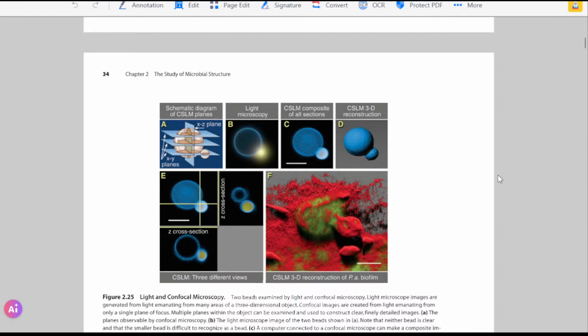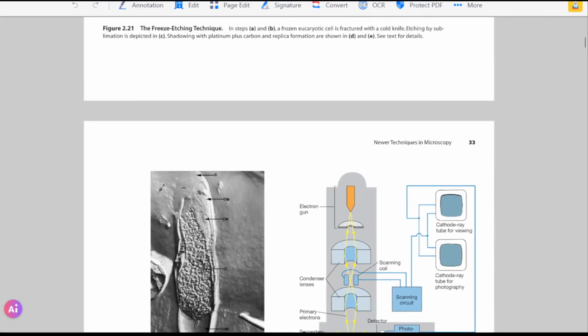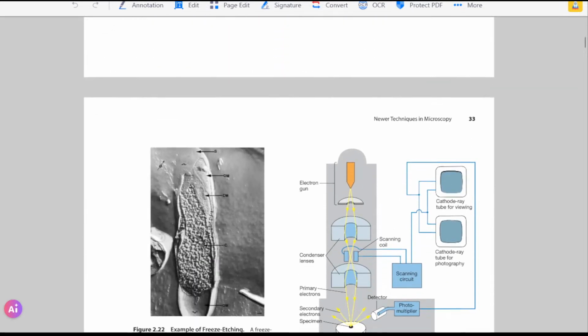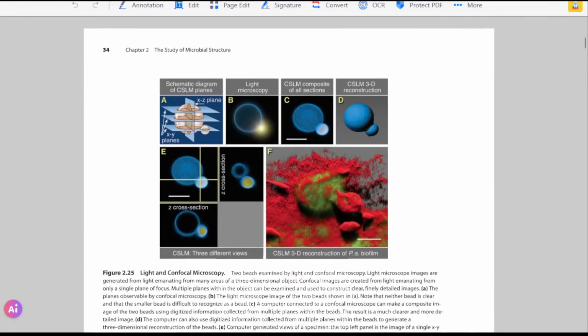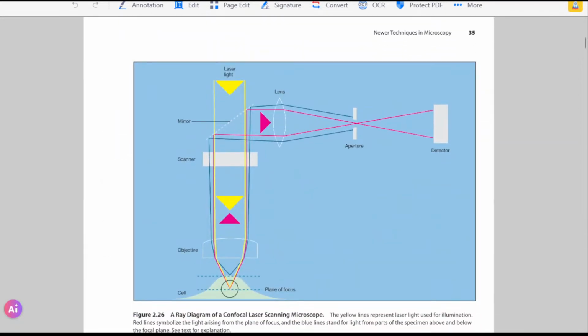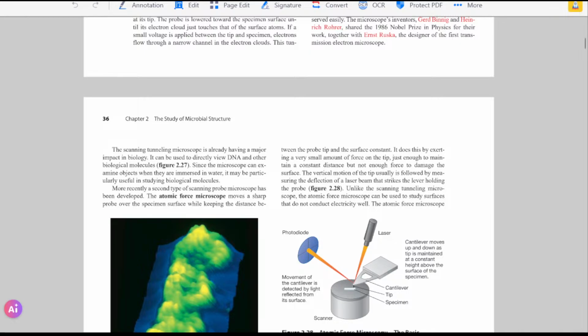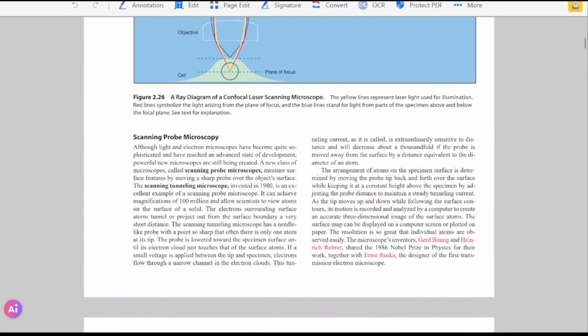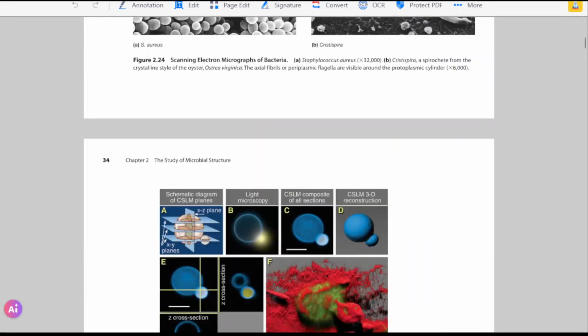Welcome back to studying the last topic of chapter 2, microscopy and specimen preparation. So the newer techniques in microscopy, exactly two types we are going to study today: the confocal microscopy and the other one is scanning probe microscopy. In scanning probe microscopy we have further types, atomic force microscope, further two types of microscopes. So I'll just give you a general idea.